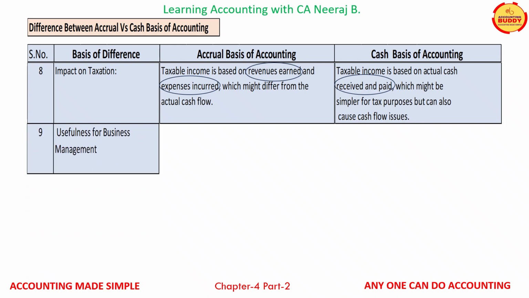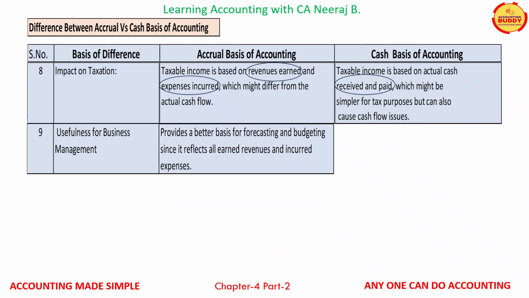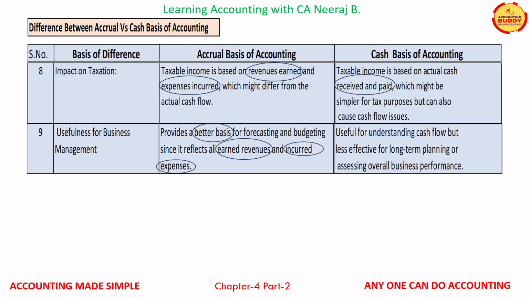Number 9, usefulness for business management. Accrual basis of accounting provides a better basis of forecasting and budgeting since it reflects all earned revenues and incurred expenses. While cash basis of accounting is useful for understanding cash flow but less effective for long-term planning or assessing overall business performance. Number 10, legal position.